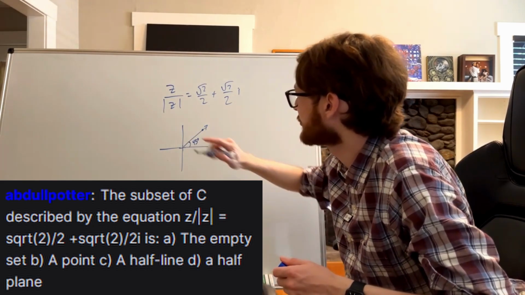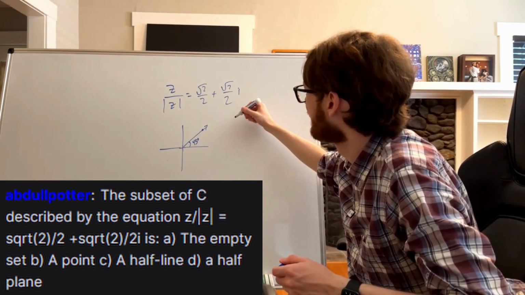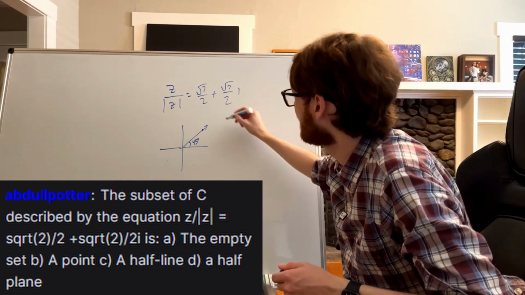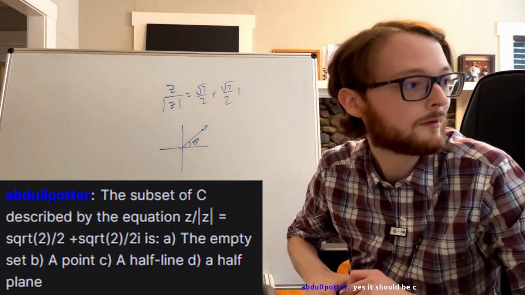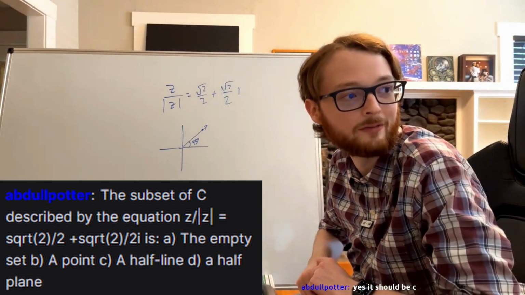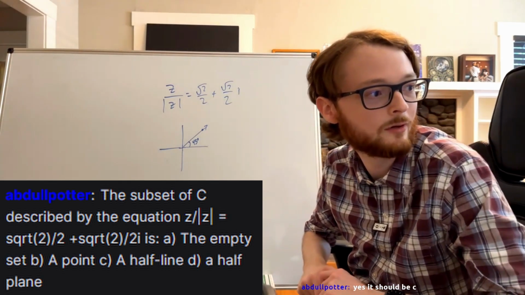Because it's mostly based on triangles, because the magnitude of z is basically like a vector even. It should be C? Okay, good. So yeah, I think that's the justification.